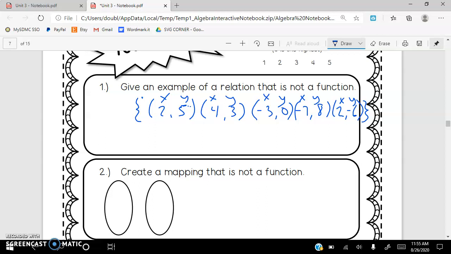So let's go to our X. Remember, our X cannot duplicate, so we have a 2. See if we have any more 2s. So that's a 4, -3, -7. But we have another 2 over here. Okay. So this is not a function. The 2s duplicate.